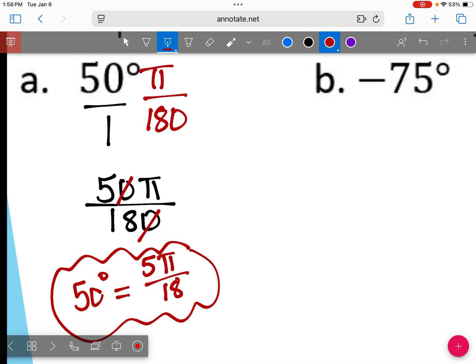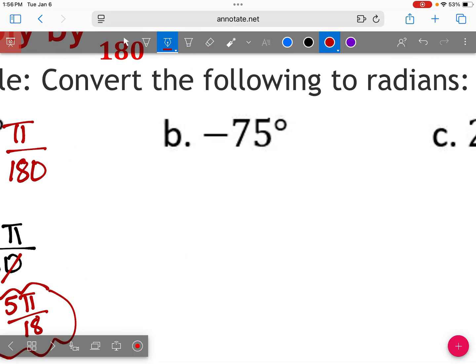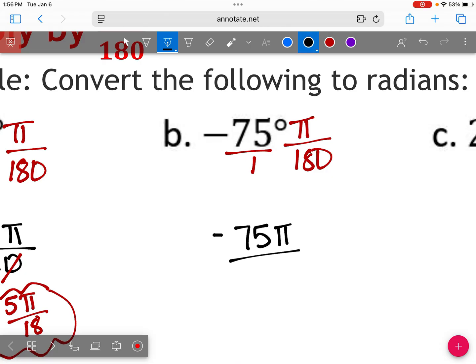Let's look at B. Multiply it by pi over 180. All right, so I got negative 75 pi over 180. Now you're going to divide by 5 a lot, so eventually you'll just know what it is automatically.